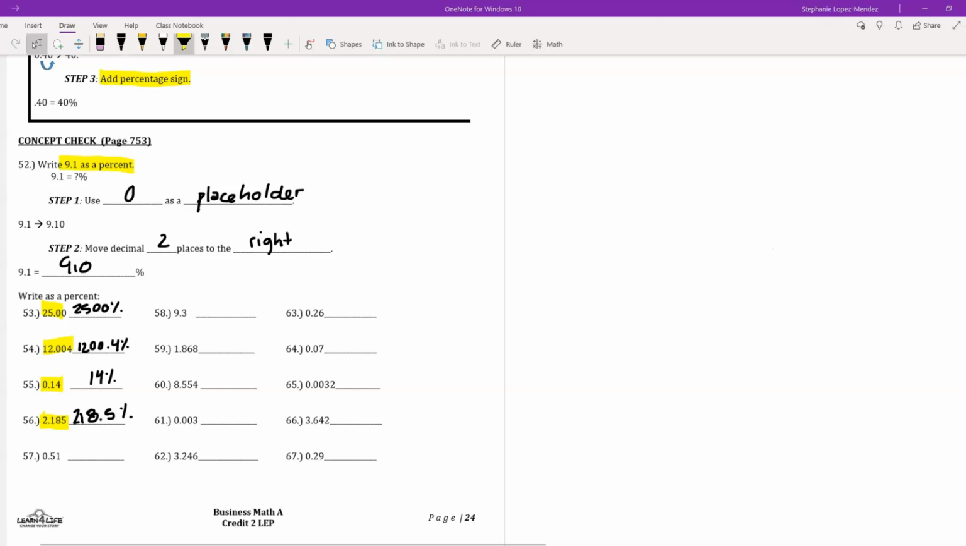Now I am just going to do 2 more problems. Number 57, 0.51. So we have now 0.51. We don't add any 0 because we have enough numbers, so we just move the decimal 2 times to the right. And now I have 51%.